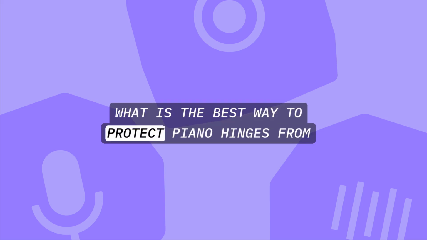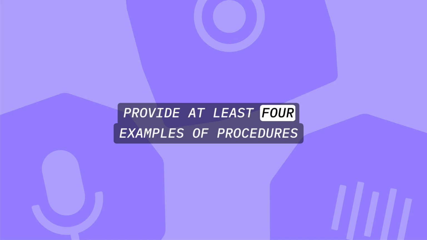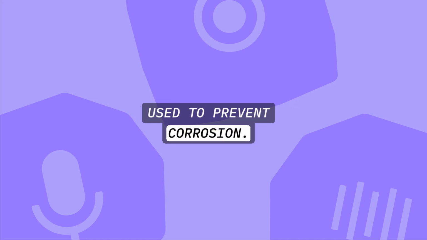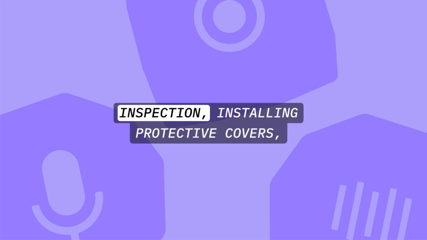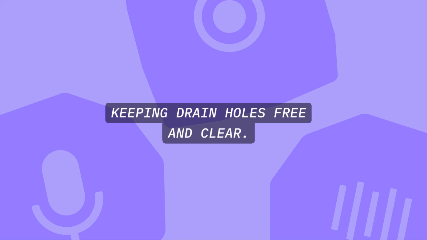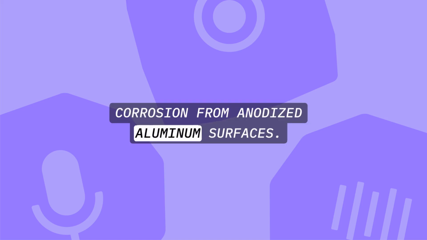What is the best way to protect piano hinges from corrosion? Keep them clean and properly lubricated. Provide at least 4 examples of procedures used to prevent corrosion. Cleaning, lubrication, treatment, sealing, inspection, installing protective covers, keeping drain holes free and clear. Describe the tools that should be used to remove corrosion from anodized aluminum surfaces.